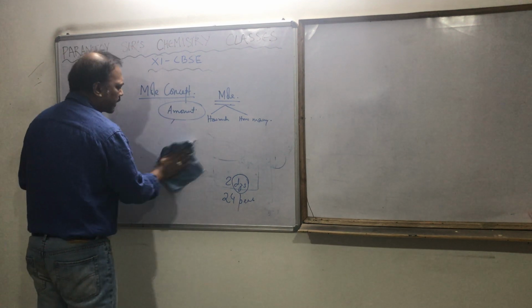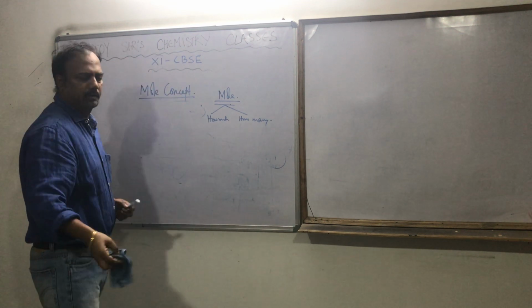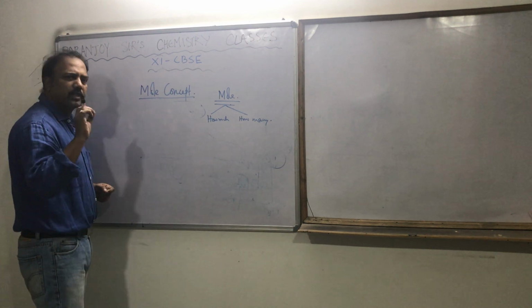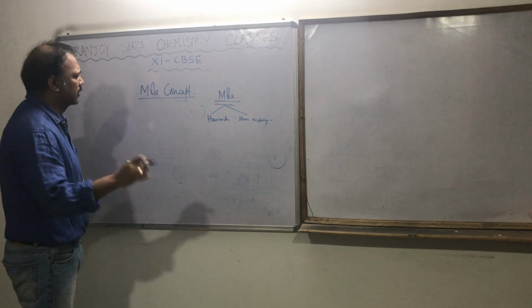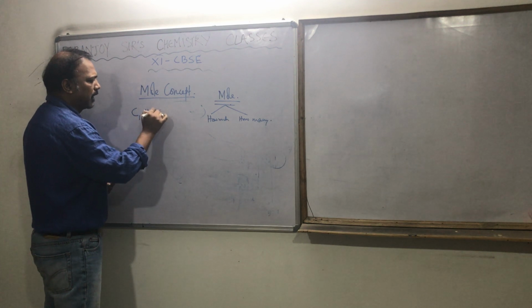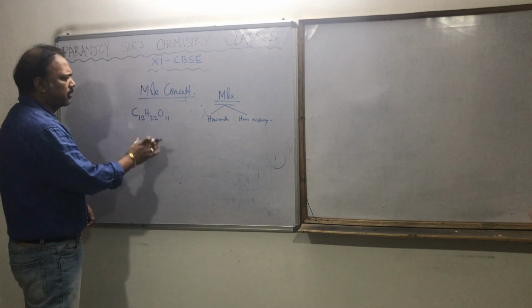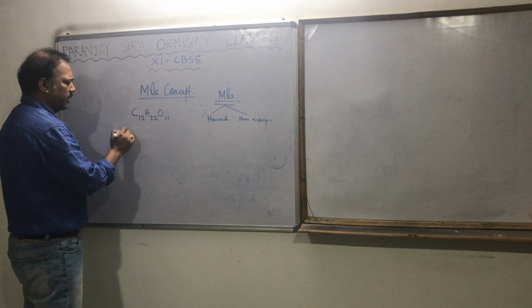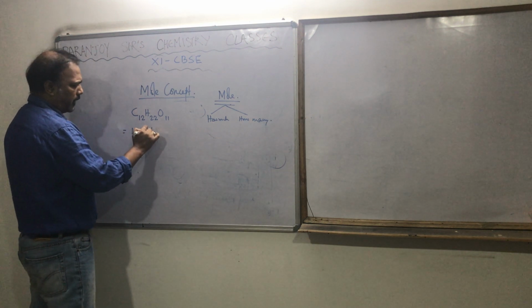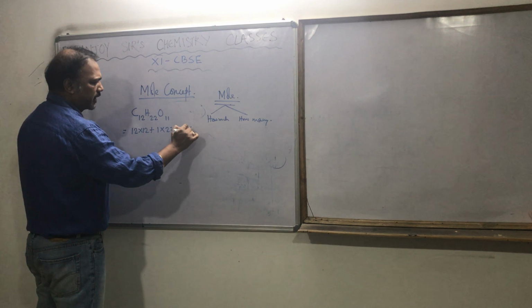Suppose we are talking of sugar, but for that we must know the molecular formula of sugar. The molecular formula of sugar is C12H22O11. So let's find out the molecular mass, then it will be easy for you. Carbon is 12, so 12 into 12, plus hydrogen is 1 into 22, plus oxygen is 16, so 16 into 11.